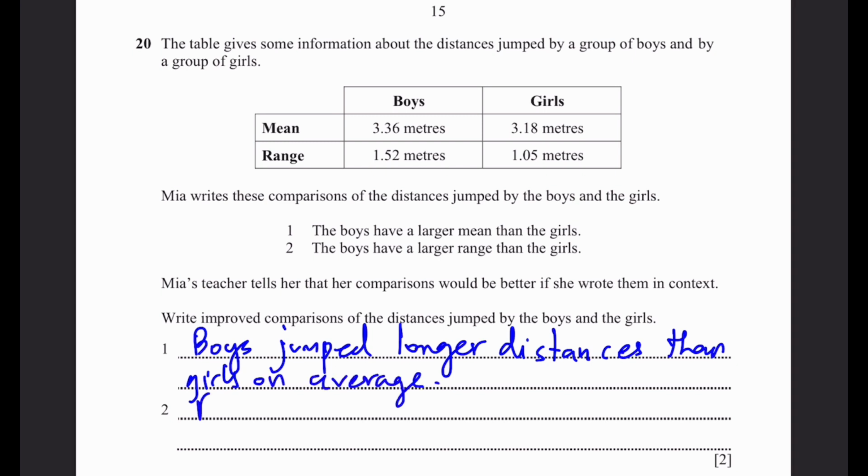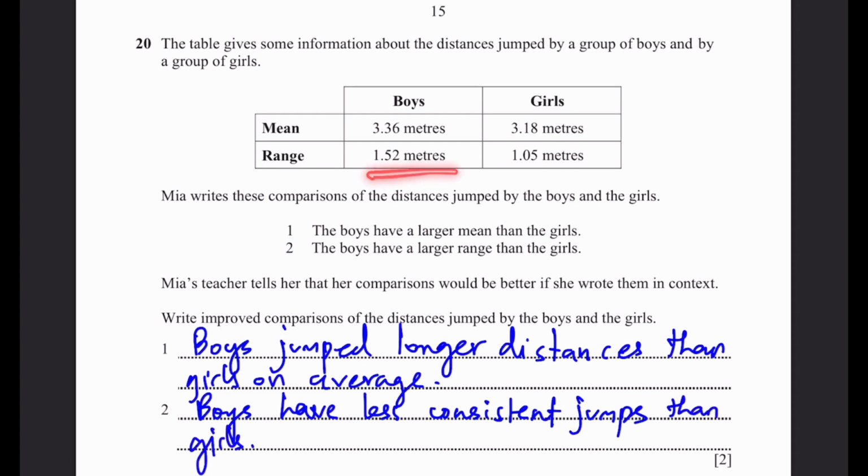Now for the second one, boys have less consistent jumps than girls. Because the range is higher, that means the largest minus smallest is higher for the boys, which means it's less consistent. Let's go to question 21.